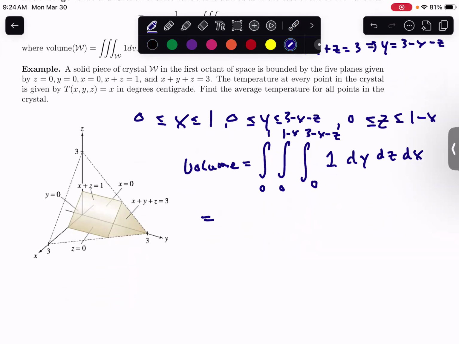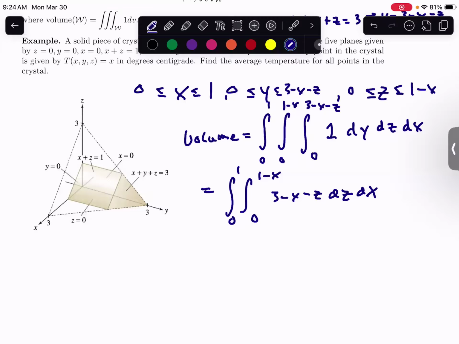So if you integrate with respect to y and then you plug in, you're just going to get y and then you plug in 3 minus x minus z for y. So this will become the double integral from 0 to 1, 0 to 1 minus x, and then you have 3 minus x minus z, dz, dx. And then you integrate with respect to z. And so this is going to give you the integral from 0 to 1 of 3z minus xz minus 1/2 of z squared, going from 0 to 1 minus x.